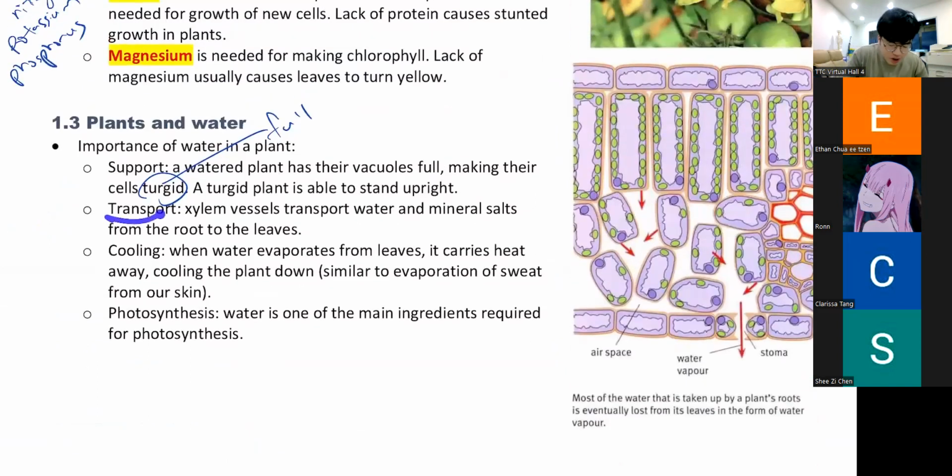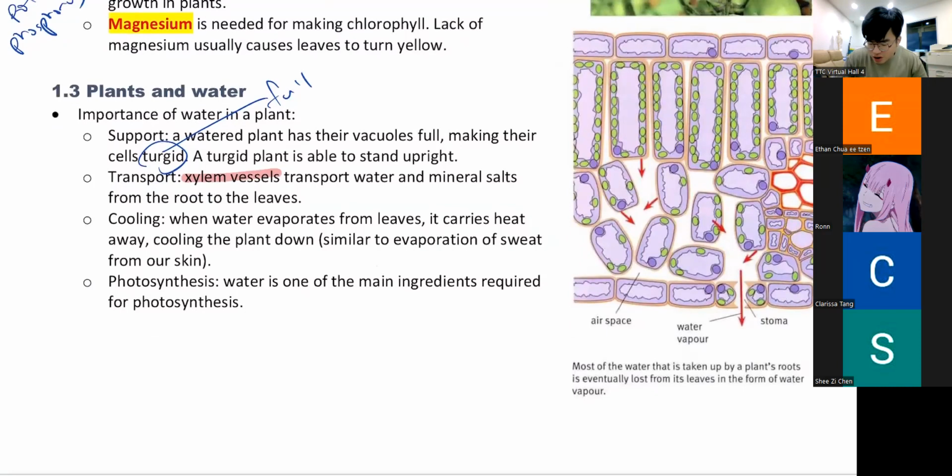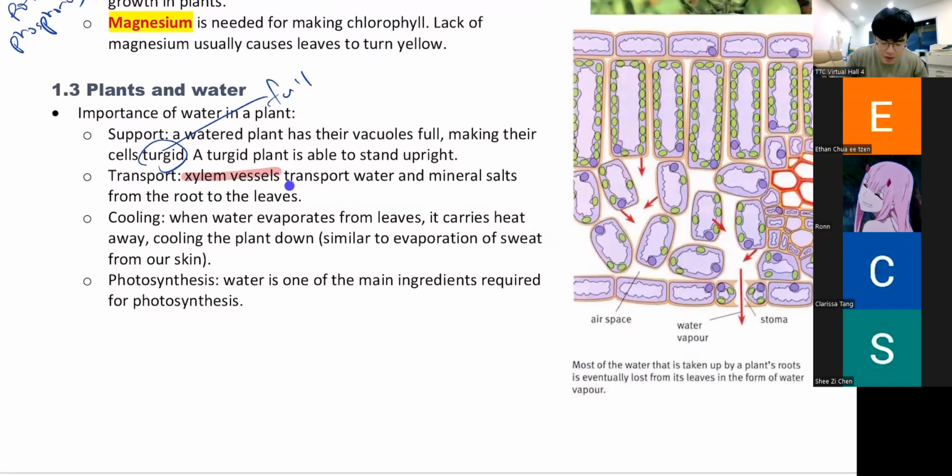And next, transport. Water for a plant is like its blood, right? Do you know what a xylem is? Guys, this is very important. You have something called a xylem in a plant. It will transport water.